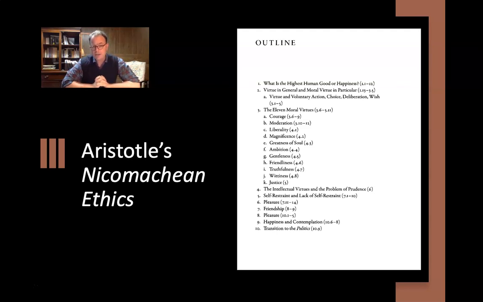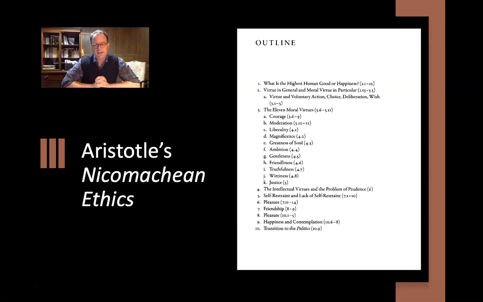Ultimately, in Book 1, Chapter 7, he's going to say happiness is activity or living in accord with reason and virtue. Happiness is living virtuously. Whatever that means. We'll get into that. So you say, now I know what happiness is. Happiness is living virtuously. And then you ask the question, well, what is virtue?